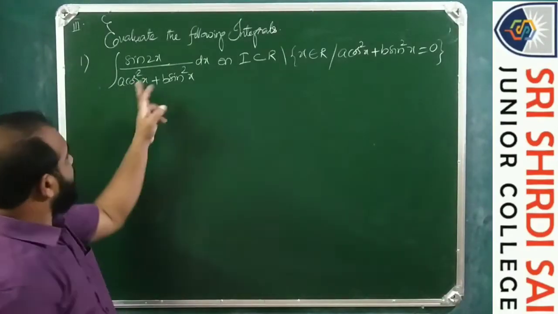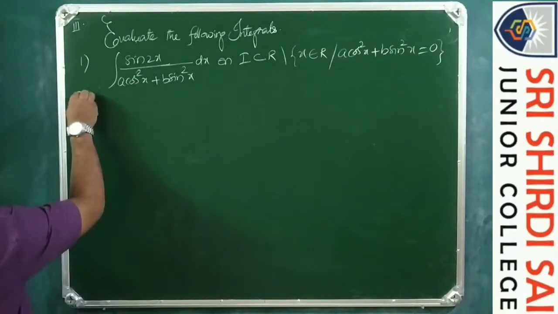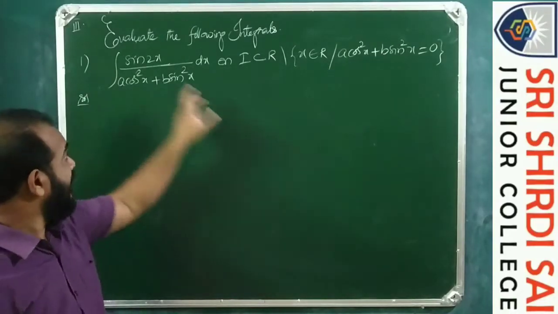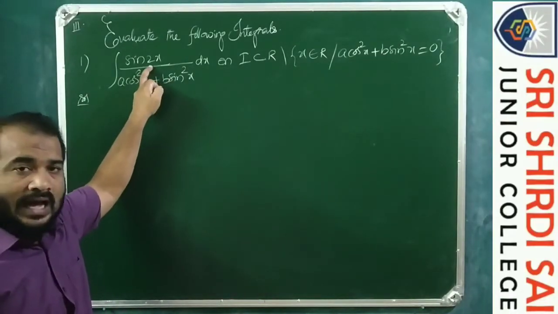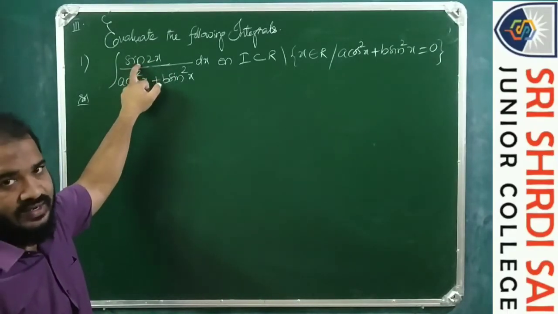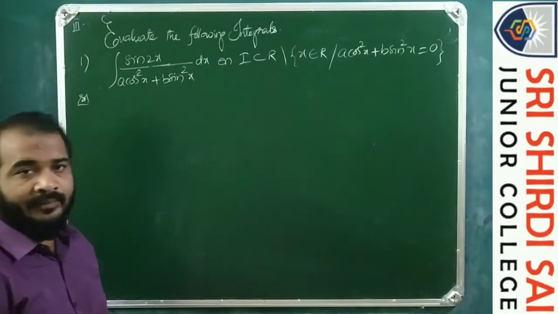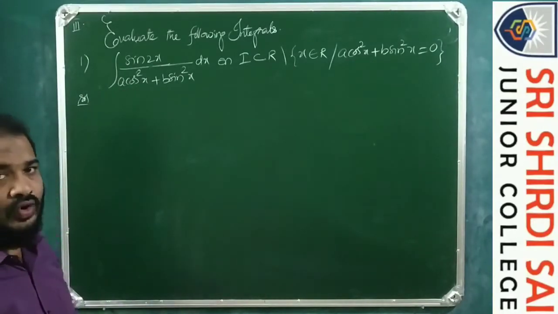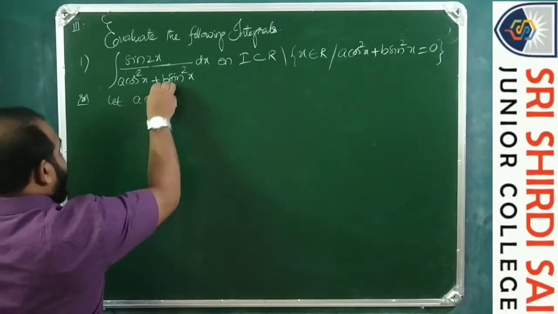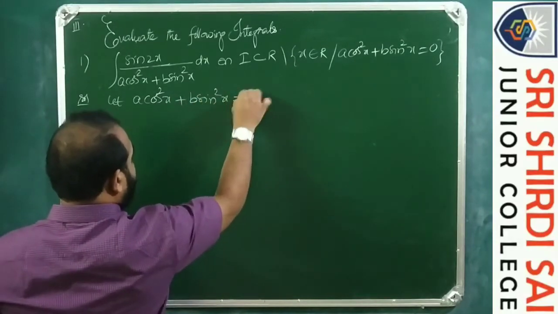Integral sin 2x by a cos square x plus b sin square x dx. So we have to take something in order to get this as its derivative. So we know sin 2x is 2 sin x cos x, right? So for which let us take this denominator to be t or f of x, whatever it is. Let a cos square x plus b sin square x is equals to t I will take.